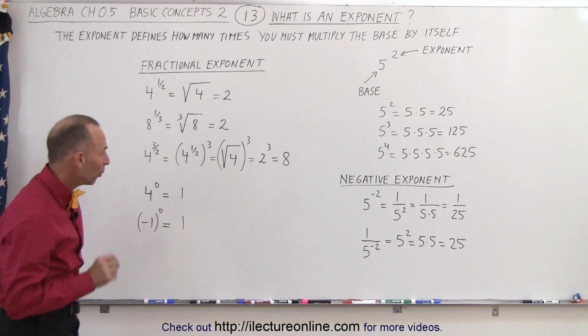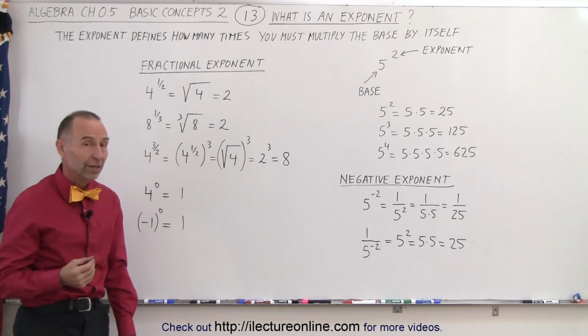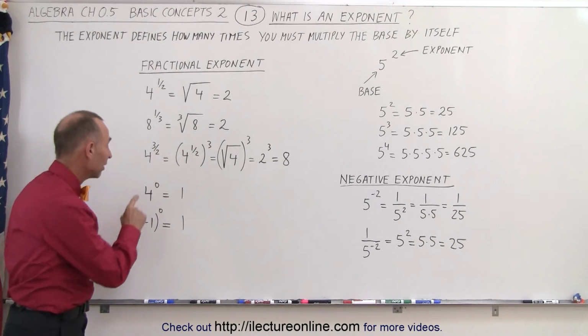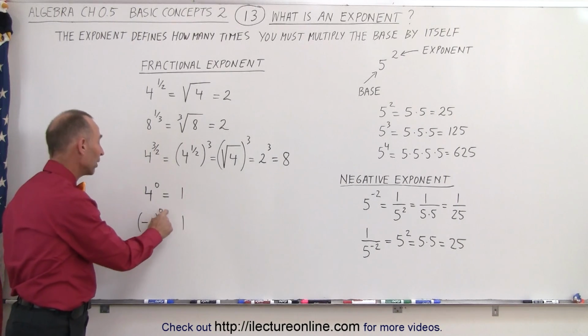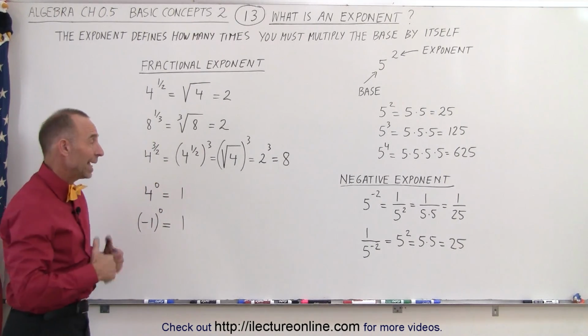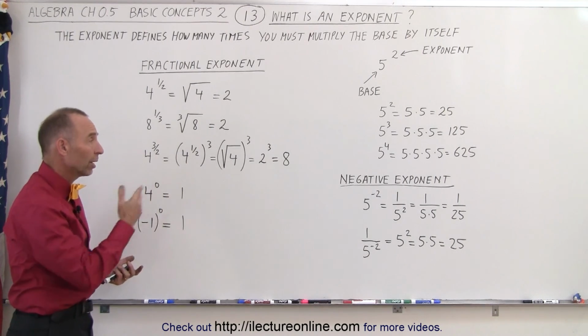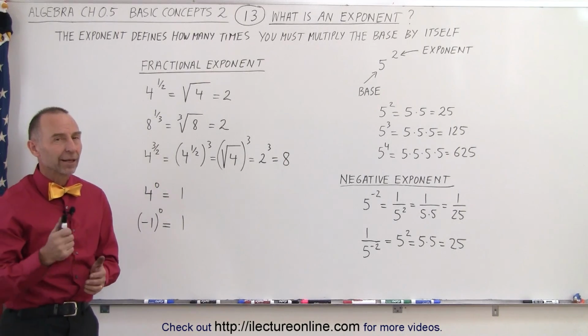And finally, what happens when we take a number and raise it to the 0 power? It turns out that no matter what that number is, that is always equal to 1. Even if the number is a negative number, negative 1 raised to the 0 power, we still get the number 1. So anything raised to the 0 power is 1, otherwise we follow one of these rules. And that's what we mean by an exponent.